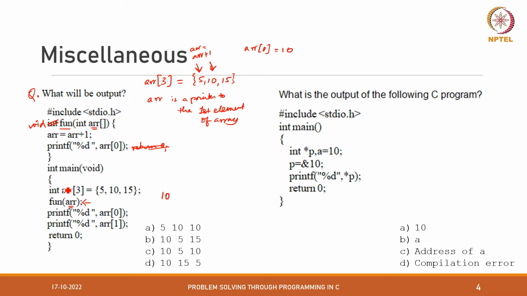This ARR variable still points to 5, which is the first element of the array. So ARR of 0, when you say it in the main function, it still means 5, and ARR of 1, when you say it in the main function, it still means 10. So here our answer will be C. So we had 10 from the fun function and 5 and 10 being printed from the main function. So is that clear?